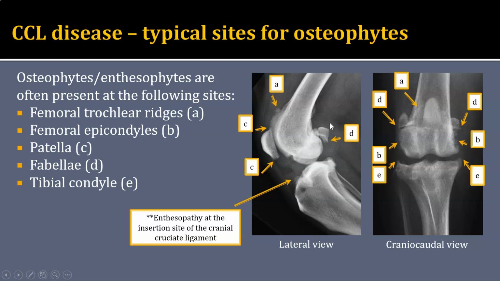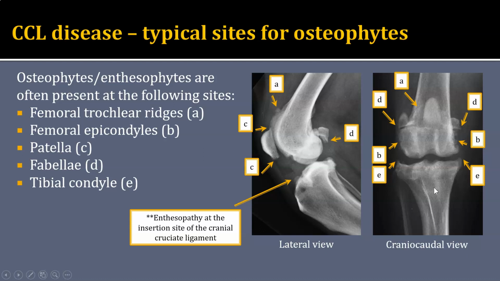We'll look on the fabellae. So typically these are fairly smooth ovals. This one has some projecting distally osteophytes, which we can also see on this craniocaudal view as these little points. The femur oftentimes gets osteophytes on the epicondyle. So here is proliferation or osteophyte production on the medial epicondyle and just a little bit on the lateral epicondyle.